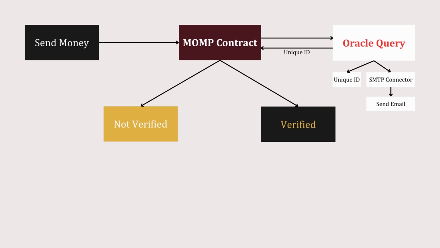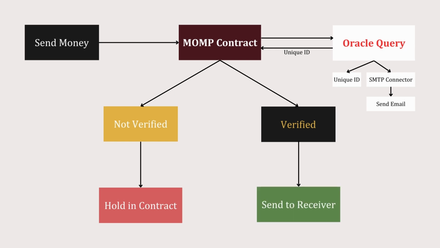Then the contract's function checks whether the recipient is verified or not. If the recipient is not verified, then hold the token in the smart contract under the recipient's name. And if the recipient is verified, then send the tokens to the public key mapped to the recipient's email address.